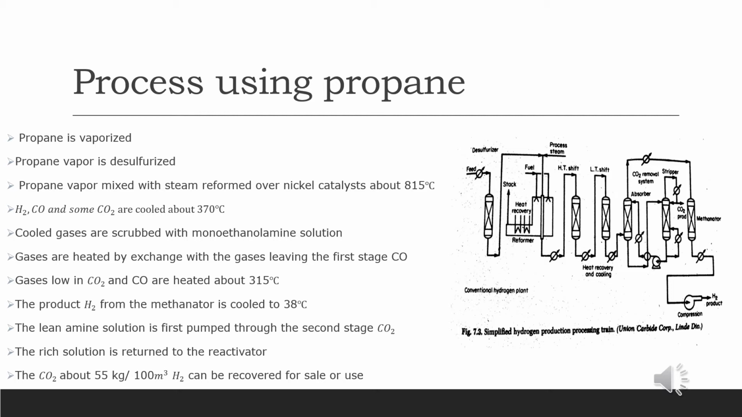The lean amine solution from the Girbotol reactivator is first pumped through the second stage CO2 absorber to reduce the CO2 content of the hydrogen gas to a minimum, and then pumped to the first stage CO2 absorber to remove the bulk of the CO2 in the gas. The rich solution is returned to the reactivator through a heat exchanger and the CO2 is stripped over by steam. And the CO2, about 55 kg per 100 cubic meters of hydrogen, can be recovered for sale or use.